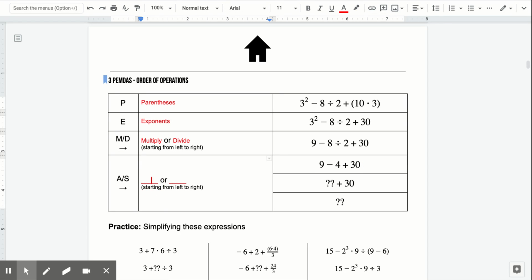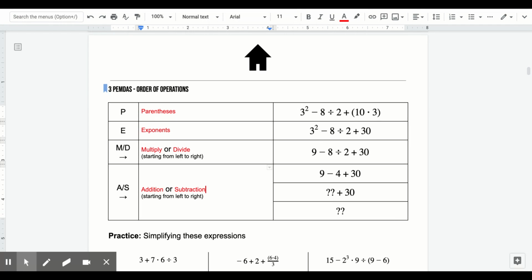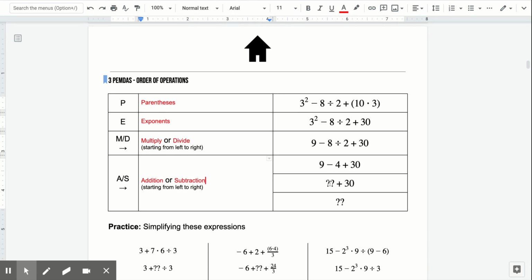Okay, once you are done with multiplying and dividing, we will be moving on to addition or subtraction. We are not saying plus and minus. We are using our academic vocab words of addition or subtraction. So we have 9 minus 4 because we move from left to right. So 9 minus 4 gives us a total of 5. And then finally, our same step is 5 plus 30, which gives us our answer of 35.